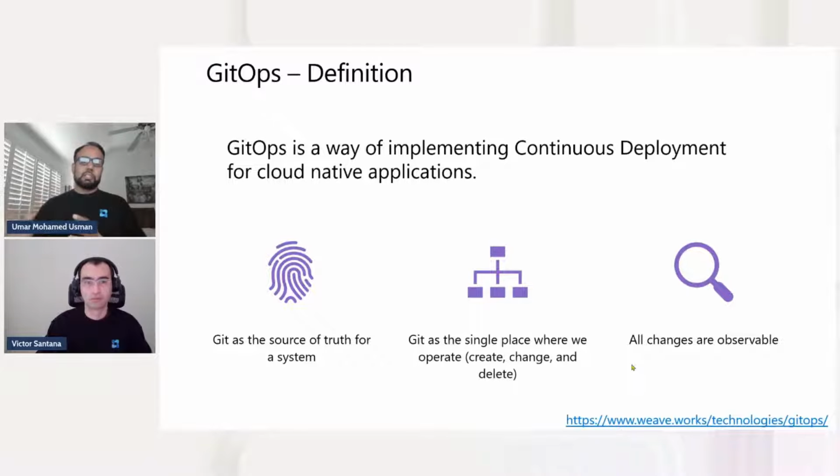You cannot go change the cluster directly. If you even change using kubectl commands, it reverts back. GitOps will revert it back. So Git is the source of truth. Whatever is in Git, that's what is in the cluster.